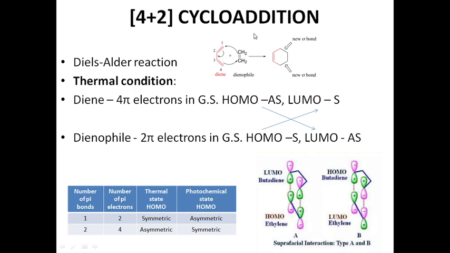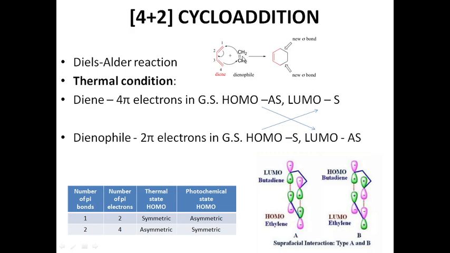Okay, dienophile, 2 pi electrons. HOMO is symmetric in ground state. Let me repeat this for you. Diene is the donor. It has 4 pi electrons. In ground state, HOMO is asymmetric. LUMO is symmetric. Dienophile is a 2 pi electron system. In ground state, HOMO is symmetric and LUMO is asymmetric.